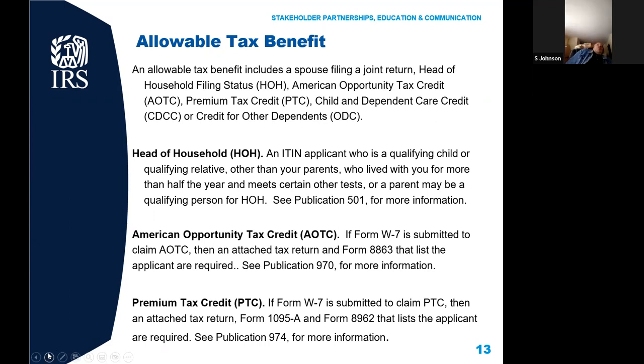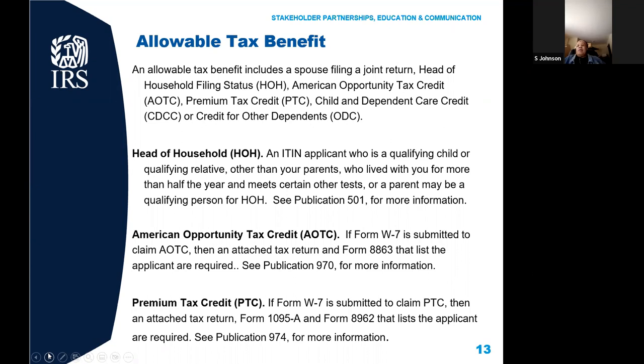The American Opportunities Credit is if the Form W-7 is submitted to claim the American Opportunities Credit. It's called the American Opportunity Tax Credit. Then they are expecting that tax return has a Form 8863 with it, which is the credit for higher education. And then that refers you to a publication 970 on education.